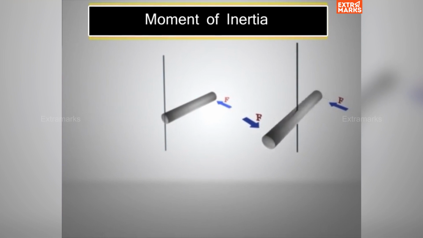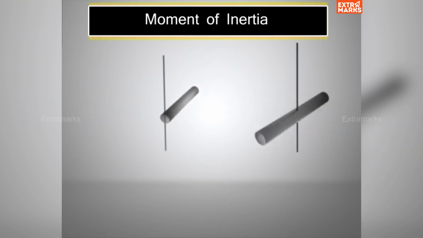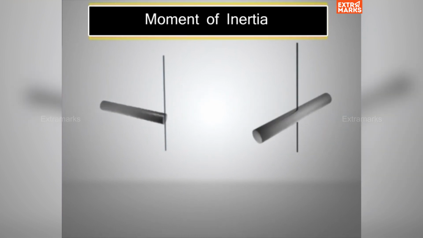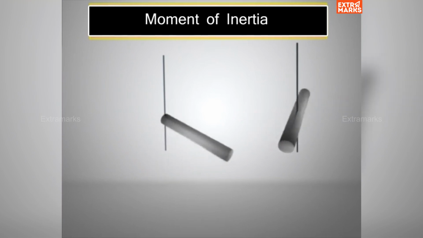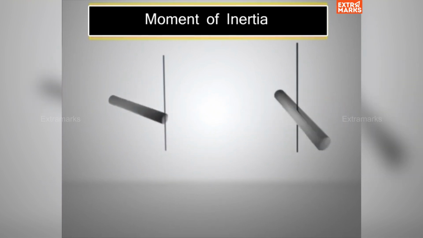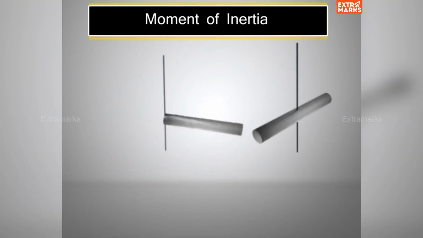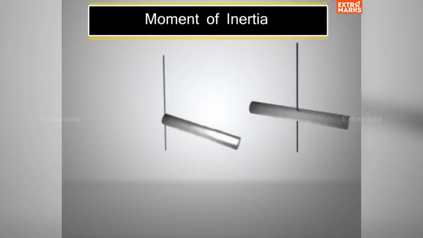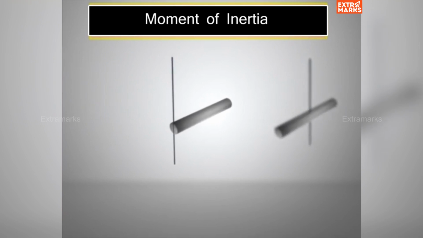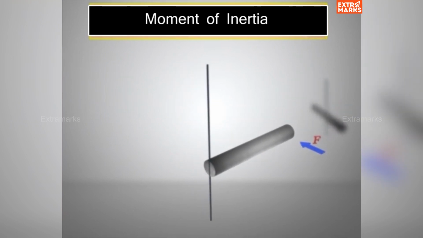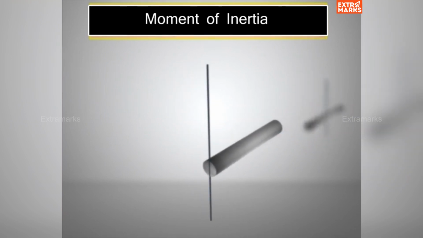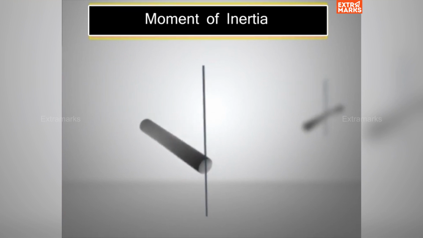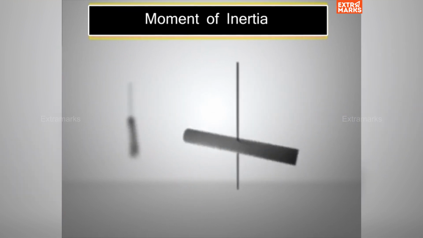Here we apply the same force on the rod in two different situations, and the rod experiences unequal angular acceleration in the two cases. As the axis of rotation is different in the two cases, the mass is distributed at a larger distance in the first case and at a comparatively smaller distance in the second.